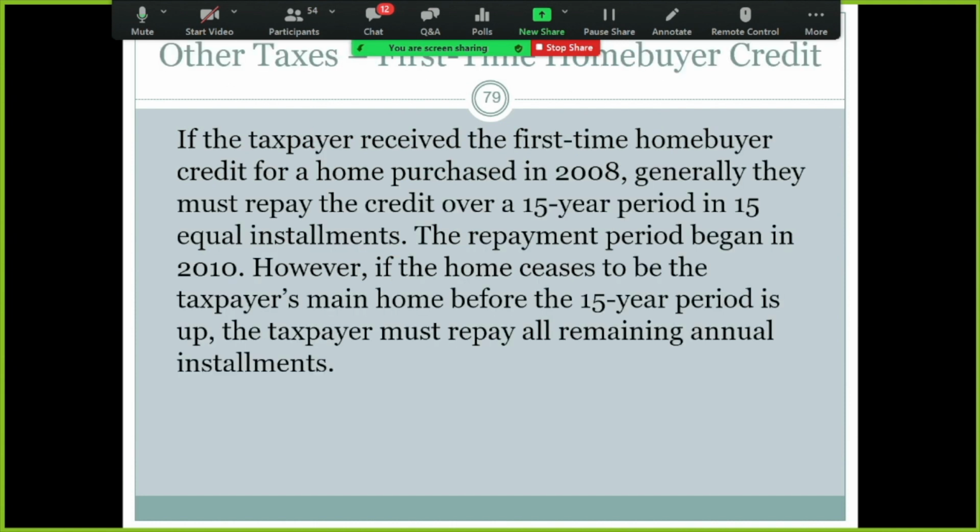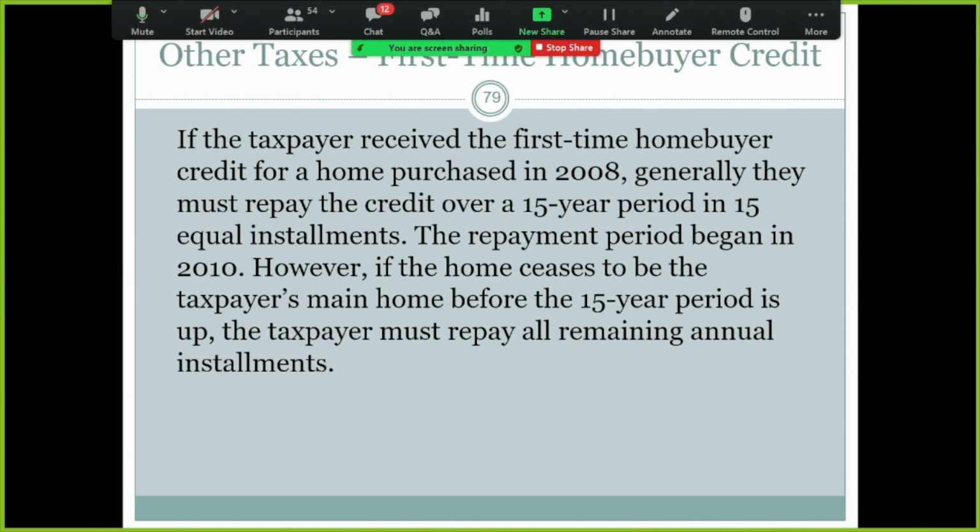And so then we go to the home buyer credit. So this is other taxes. If individuals receive the first-time home buyer credit, this was an incentive back in 2008, then generally they must repay the credit over a 15-year period in 15 equal installments. And this started back in 2010. So if the home ceases to be the taxpayer's main home before the 15-year period is up, the taxpayer must repay all remaining annual installments.